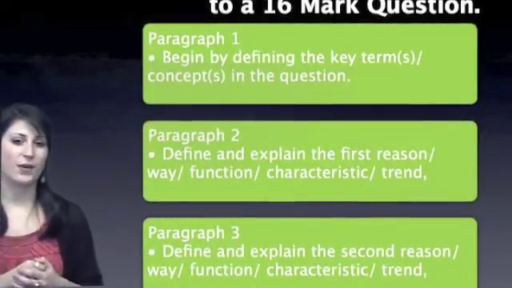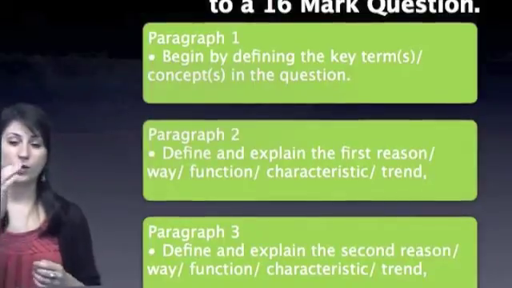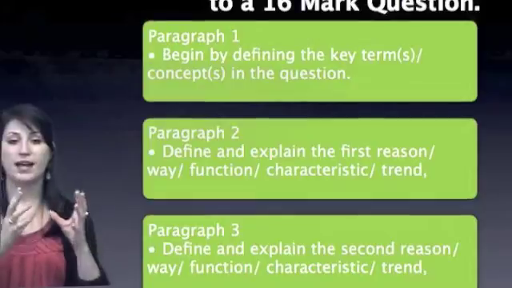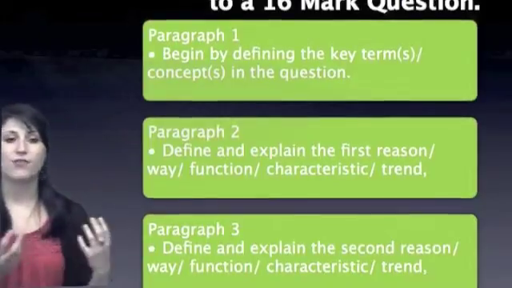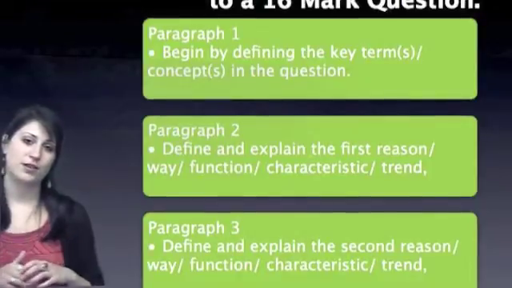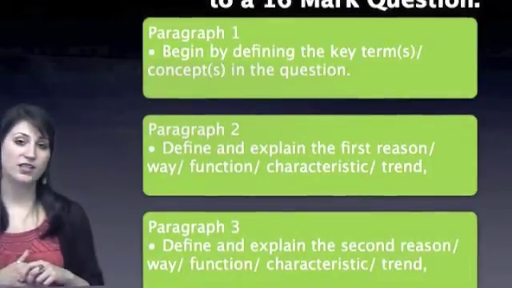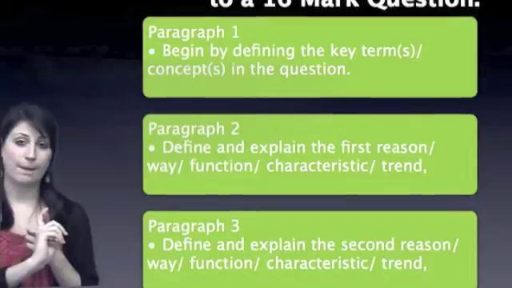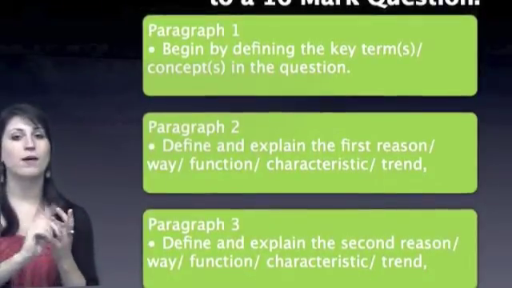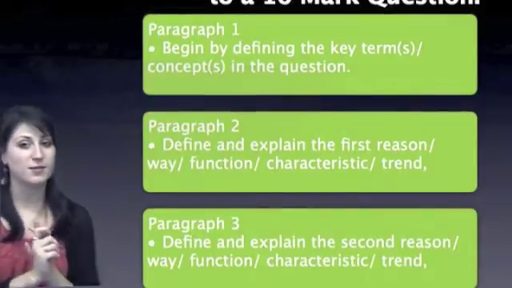Brilliant. Hope that went well. Now, we're going to look at paragraph number 2. This is where you're going to define and explain your first reason, way, function, characteristic or trend. You must remember to use sociological evidence. So, what I do is think of your answer, then go and look it up in the textbook. But remember to pause me so I don't go on to paragraph 3.